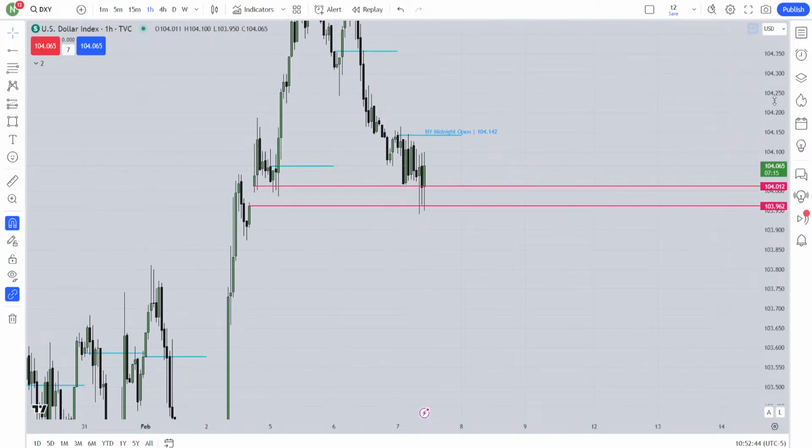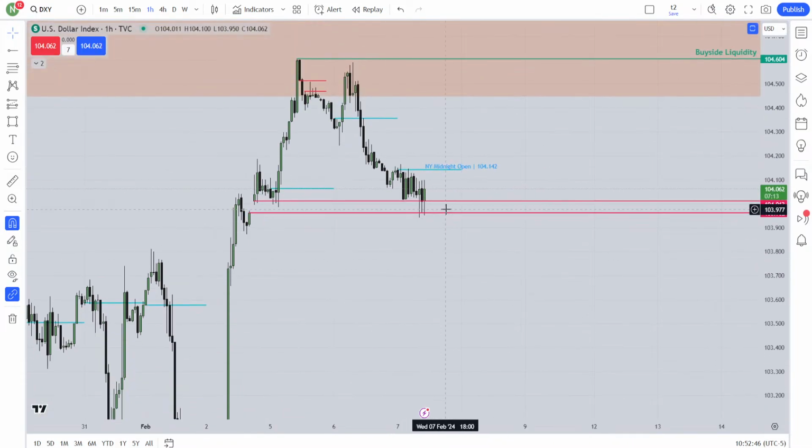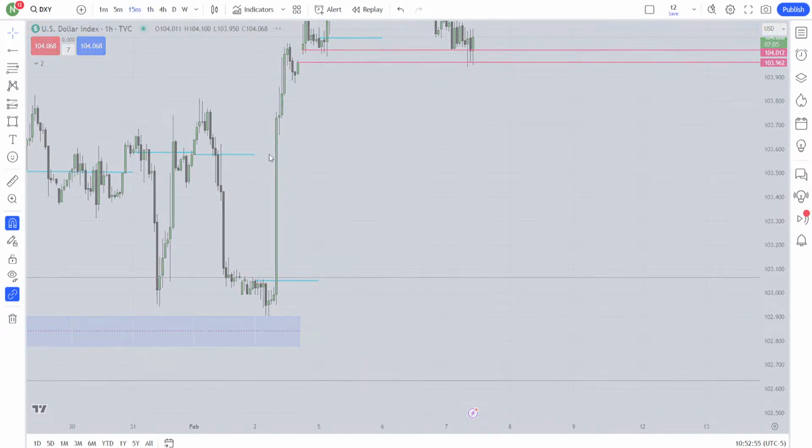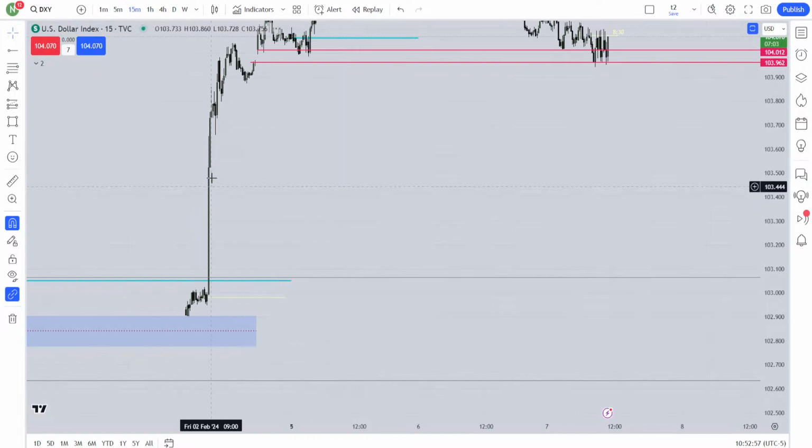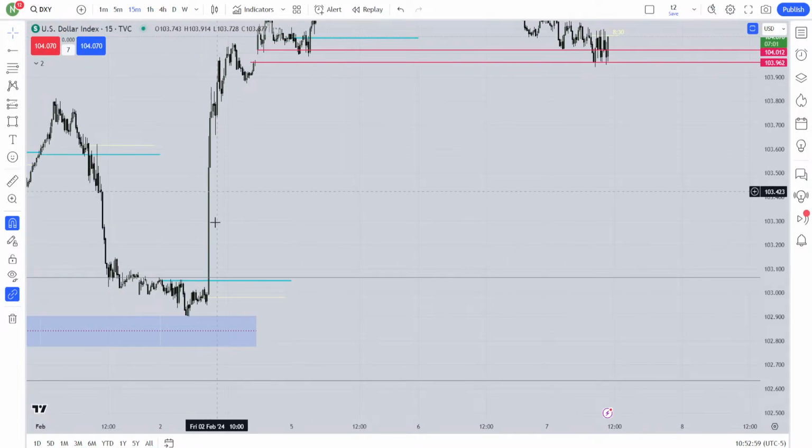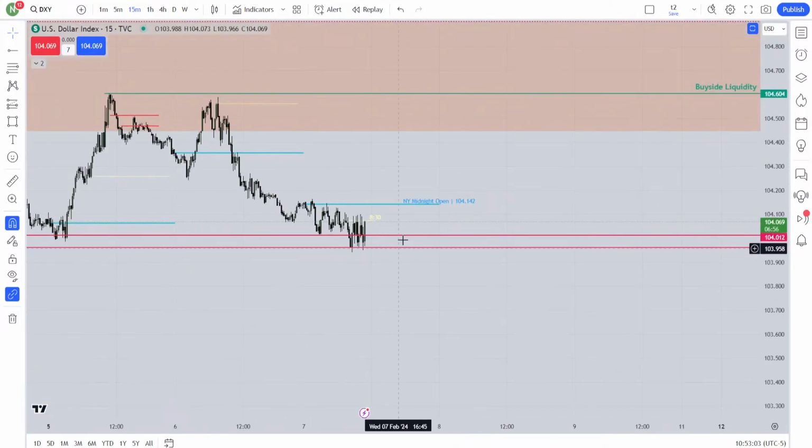Okay, now it's an if and then situation. If this volume balance fails to hold the price, there is a 15-minute fair value gap here. This 15-minute fair value gap will be my target. Market will come to that 15-minute fair value gap. If this fair value gap holds the price, this buy side liquidity will be my target. That means it will go toward that buy side liquidity. Every other market will fall. Okay, that's my expectation right now about the dollar index.